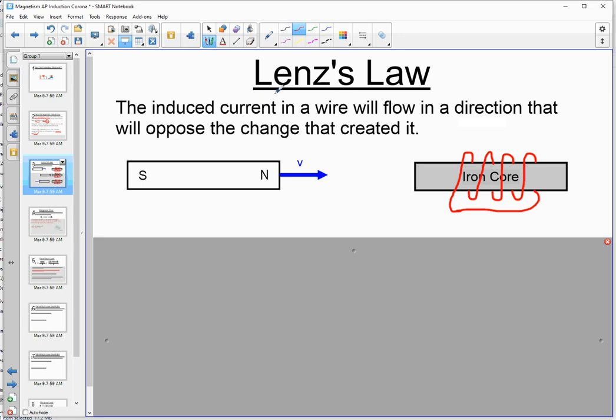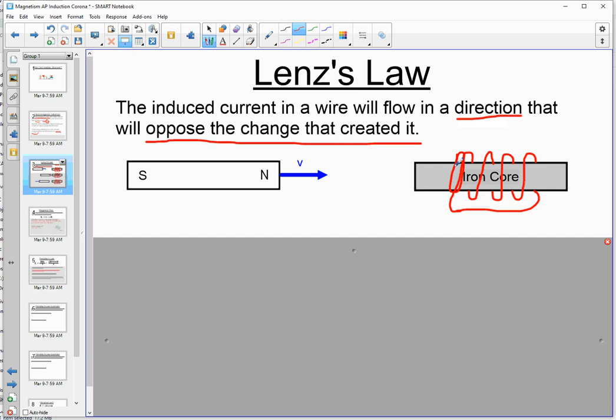Well, that comes from something known as Lenz's law. Lenz's law helps us predict the direction that the current will flow if you have induction going on. And here's the key. The current will flow in a way so that the change that's happening will be opposed. Think of it this way.